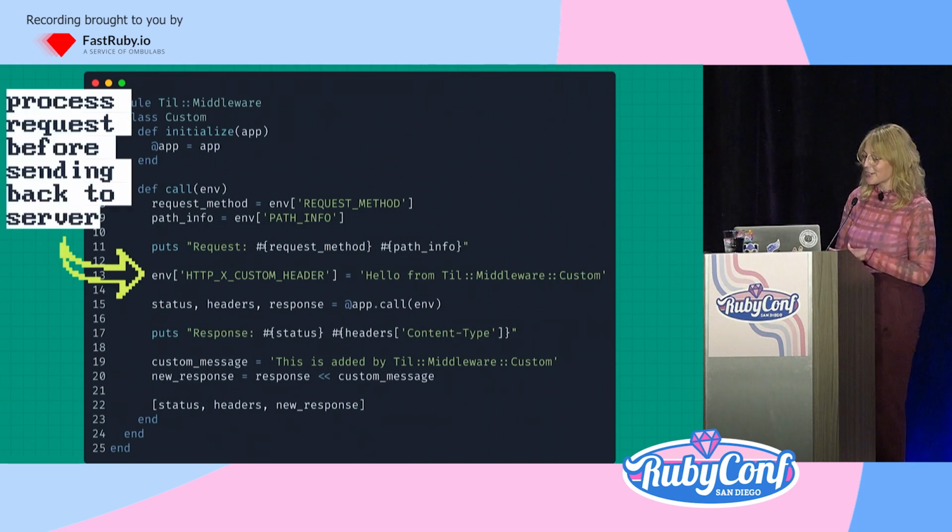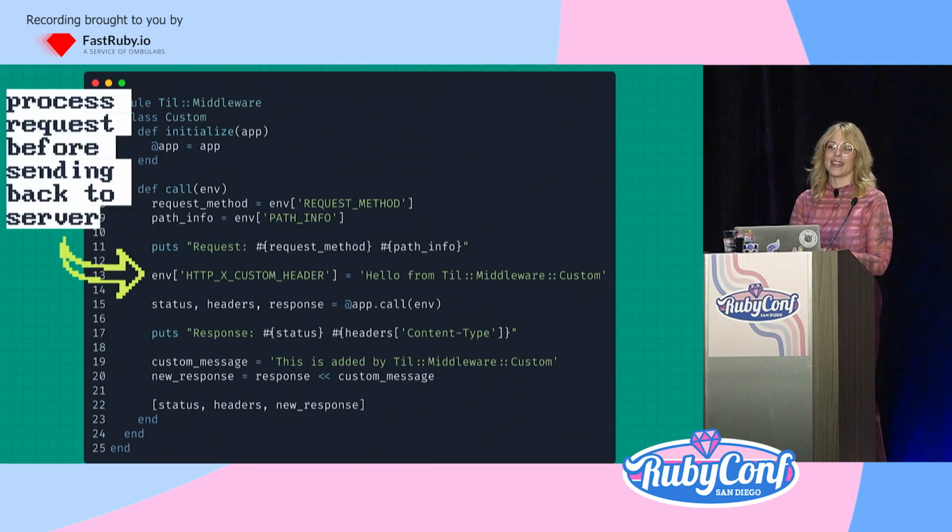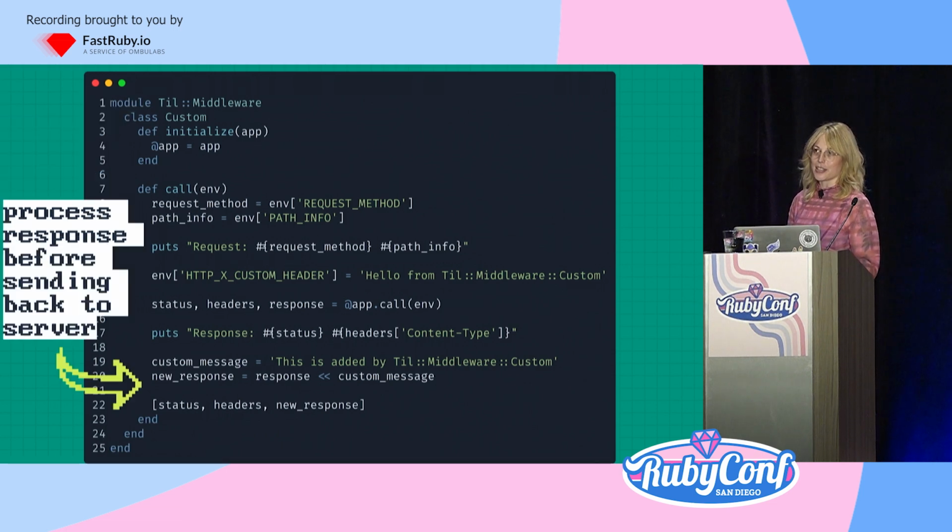So here we can process the request. I'm just adding a custom HTTP header, and we can also process the response. I'm just shoveling a string into the response here. So now that we've seen the promises of Rack and what middleware is, let's dig back into that TIL app.